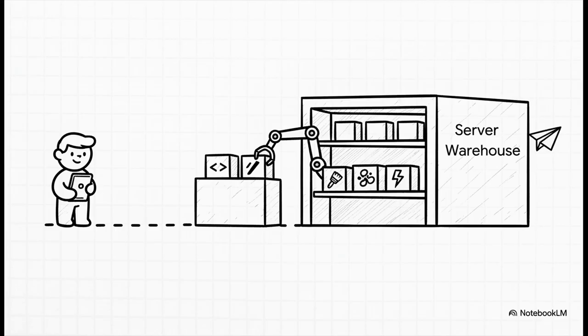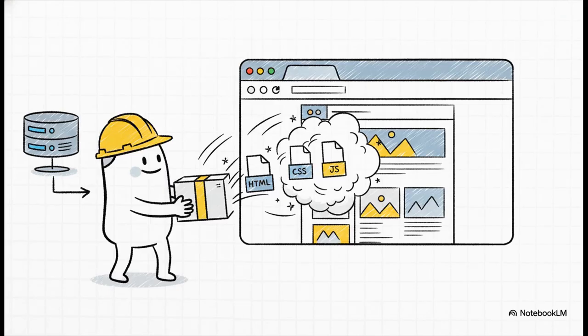Then it sends that package right back to your waiting assistant. And this is the grand finale. Your browser gets this package of code. It immediately starts reading the instructions. It lays down the HTML foundation, paints it with the CSS styles, and then plugs in all the JavaScript interactivity. It does all of this in a flash, assembling the final working website right there on your screen.